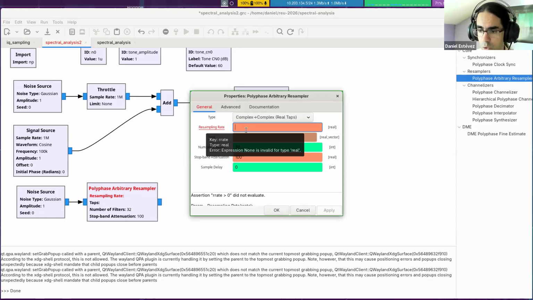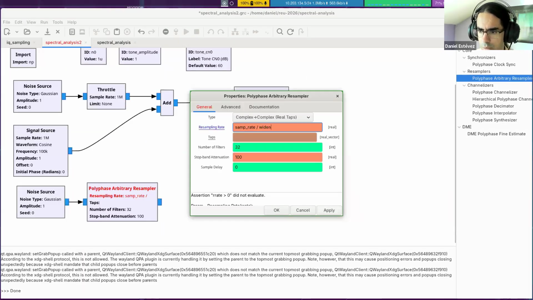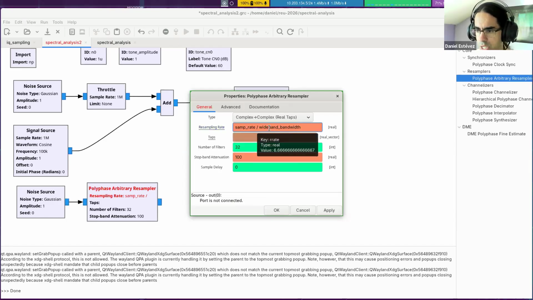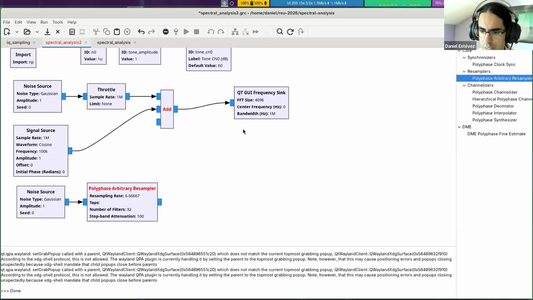And the factor by which we want to increase it is my sample rate, which is 1 megasample per second in this example, divided by, how did I call the entry, wideband bandwidth? So this is 6.666, which is basically 1 megahertz divided by 150 kilohertz. That's the noise in here. The bandwidth needs to be expanded by a factor 6.66 to fill up the whole 1 megasample per second bandwidth that we have.